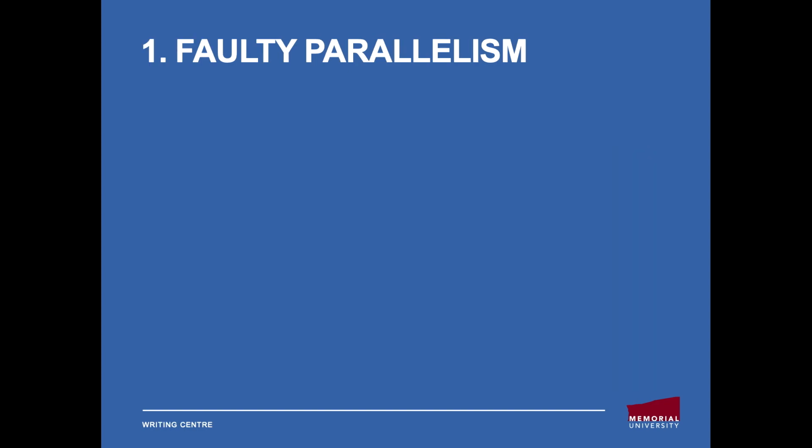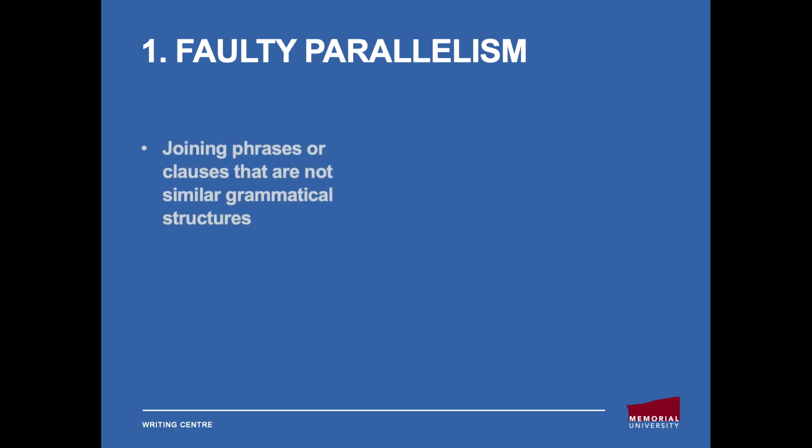Faulty parallelism is the first sentence problem to be discussed in this tutorial. When we think about the word parallel, we think of 2 lines sitting side by side with the same space and following the same direction. Well, sentence structure also needs to be paralleled when you provide lists of items. When we're looking at faulty parallelism, you're considering the fact of joining phrases or clauses that are not similar in grammar structures. They may be individual words, phrases, or even clauses.